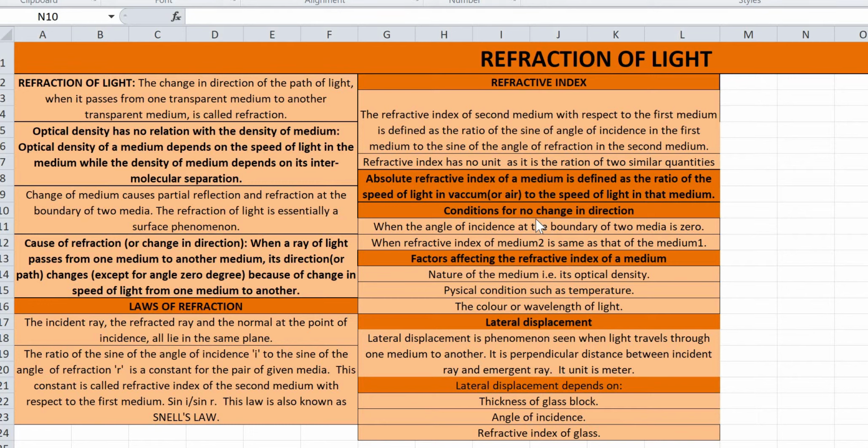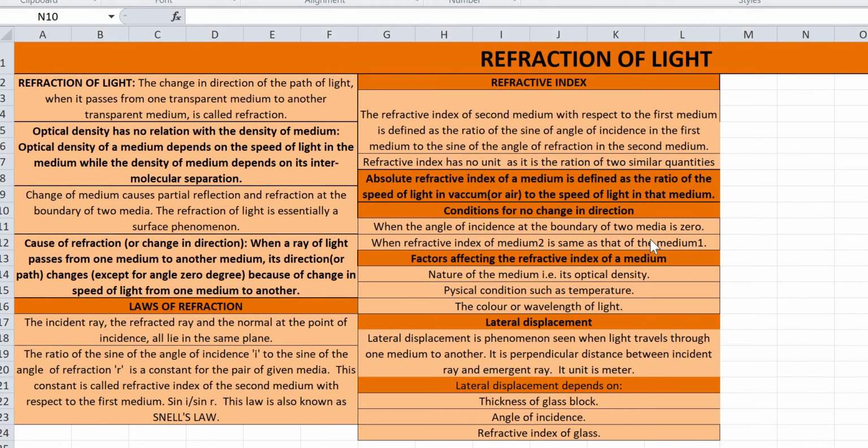So now we have a condition for no change in direction, when the refraction can be 0, that is, when the change in angle can be 0. The two reasons for that are when the angle of incidence at the boundary of the two media is 0, or when the refractive index of medium 2 is the same as medium 1. At these two conditions, the refraction can be 0, or the change in direction can be 0.